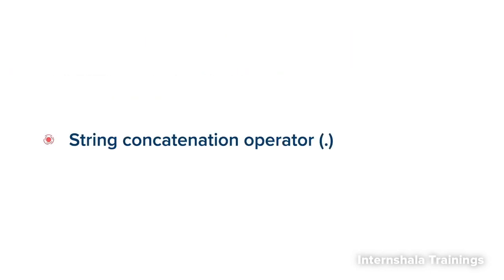Lastly, in this video, we will cover the string concatenation operator. It is denoted by a dot and is used to concatenate two strings. Means the dot is used to join two strings. Let's have a look at an example.